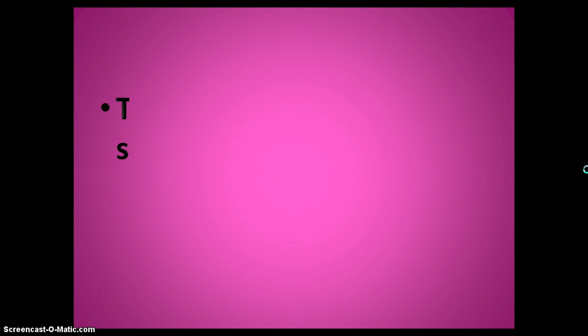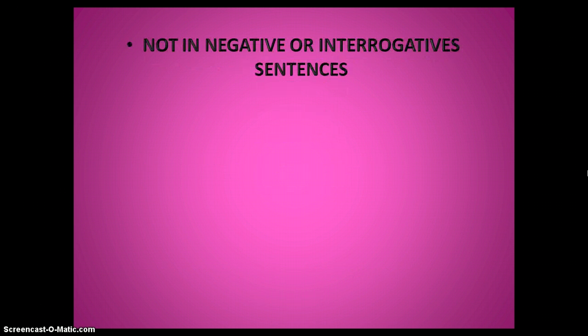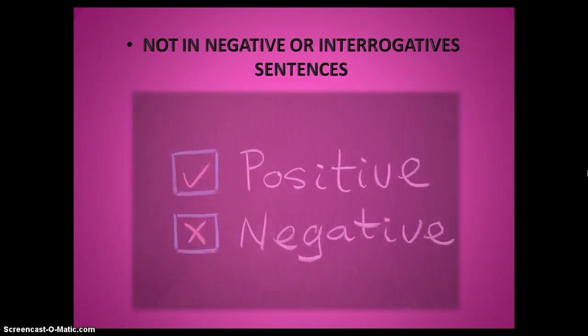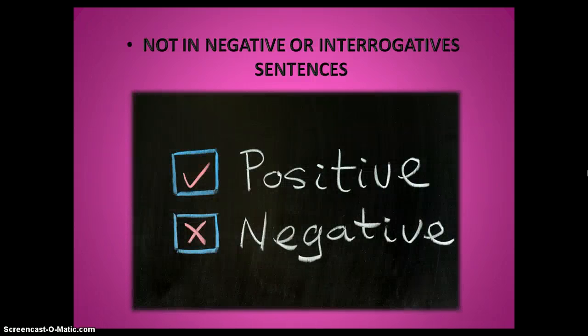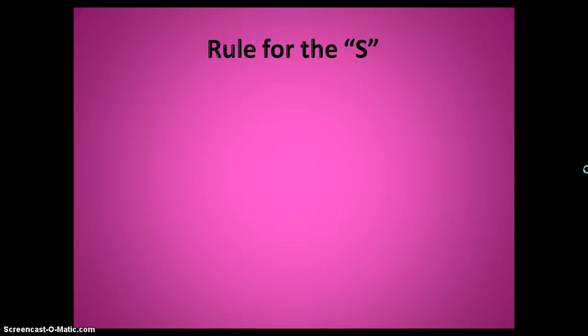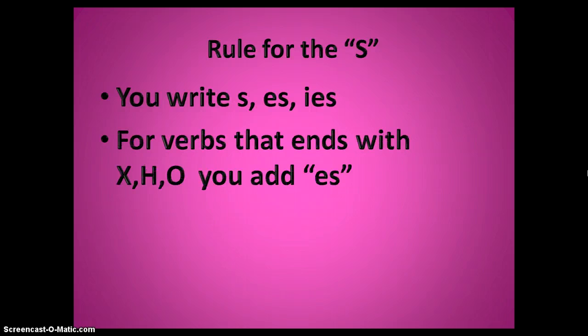So, not in negative or interrogative sentences, of course. So let's go back to s. When you write s on the verb, on the ending of the verbs, you need to know some rules. First one, you write s, es, and ies according to these type of rules.